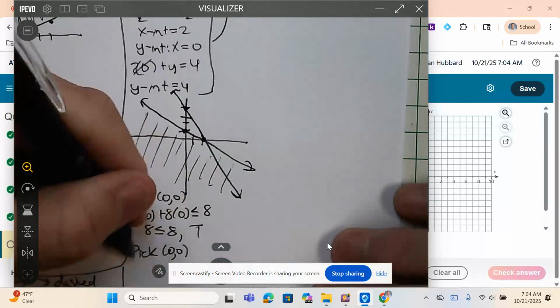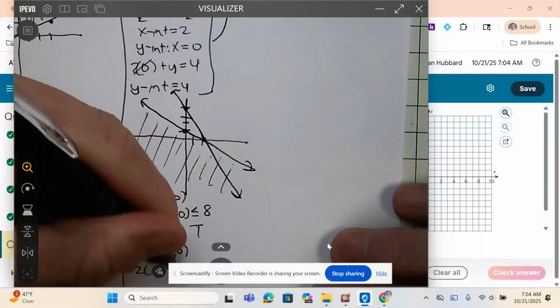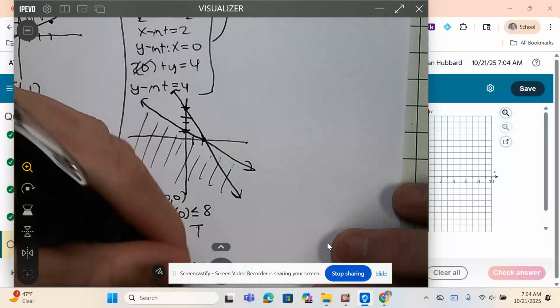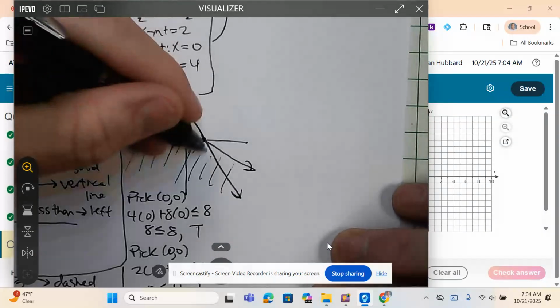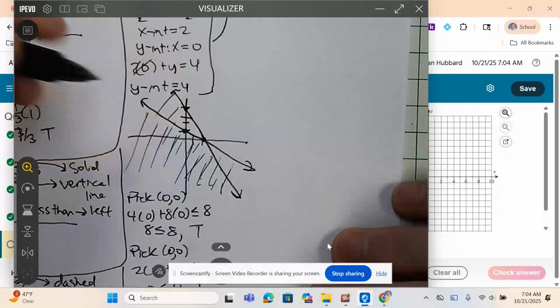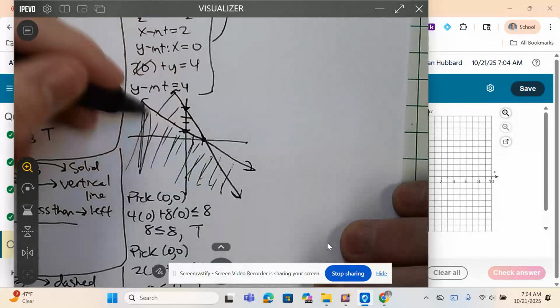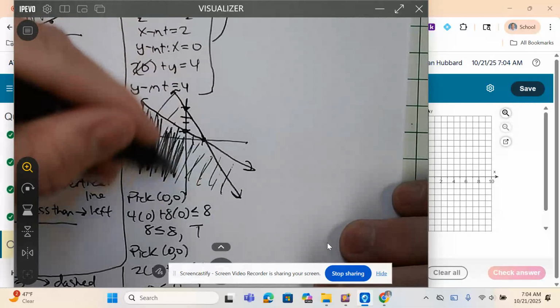So 2 times 0 plus 0, is that less than or equal to 4? Is 0 less than or equal to 4? That's true. So I shade below. So where does the shading overlap? You see it's below this one and below this one, so it's going to overlap in this region right here.